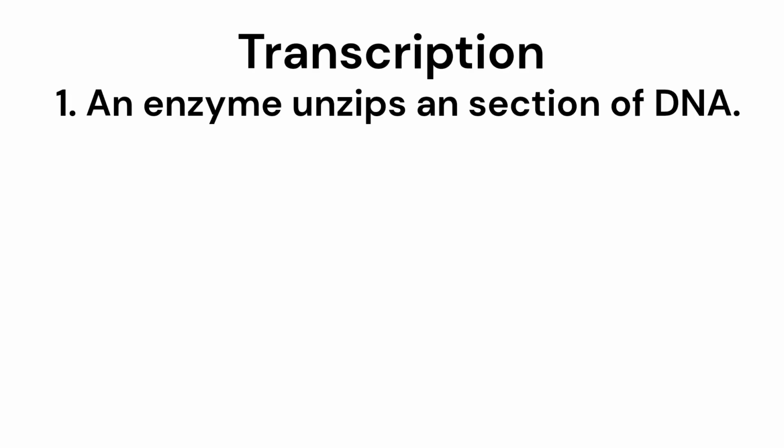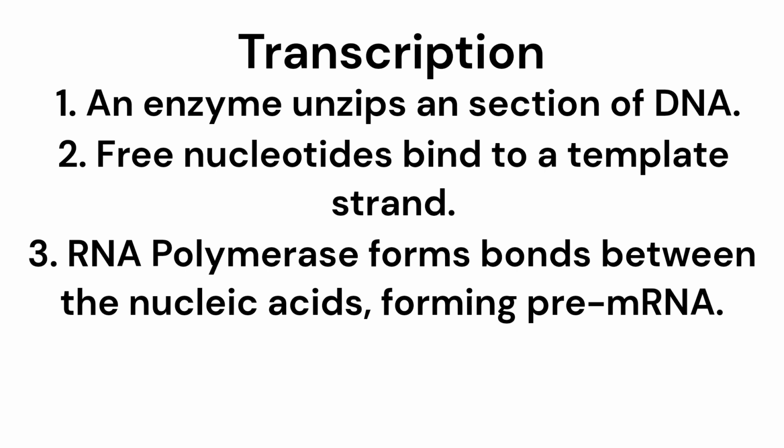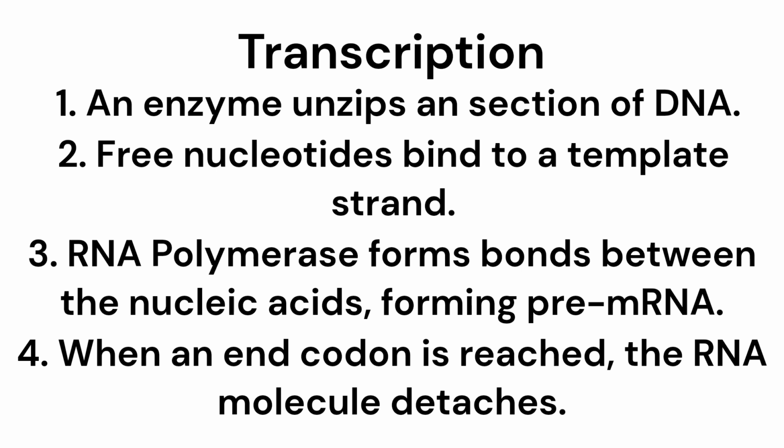An enzyme acts on the area that encodes for a protein, exposing the DNA nucleotides. One of the DNA strands, the template strand, pairs with free nucleotides present in the nucleus. The enzyme RNA polymerase then polymerizes the nucleotides, forming pre-mRNA. Only 12 base pairs can be exposed at one time to reduce the risk of mutation. When RNA polymerase reaches an end codon, it detaches, and the mRNA molecule exits the nucleus via a nuclear pore.